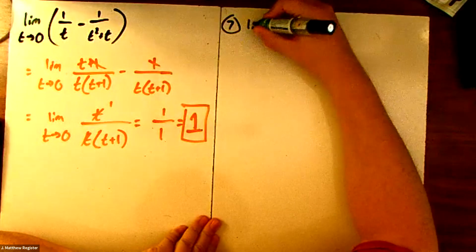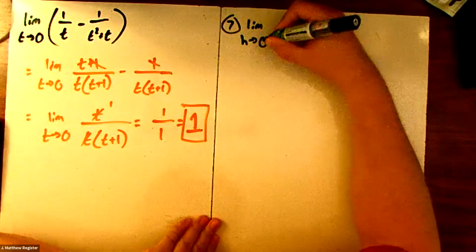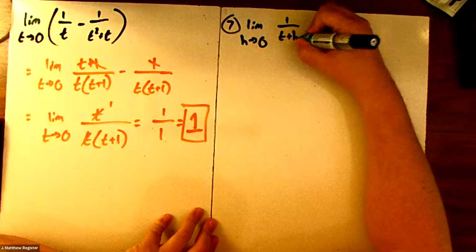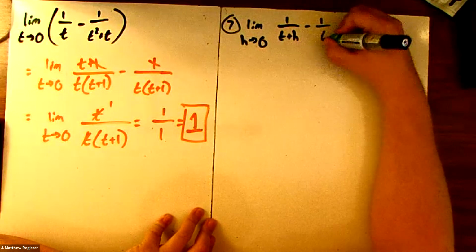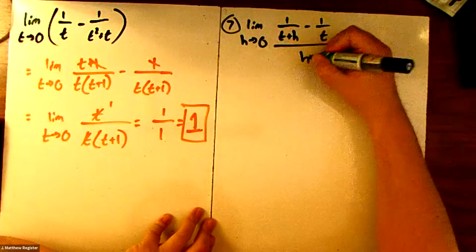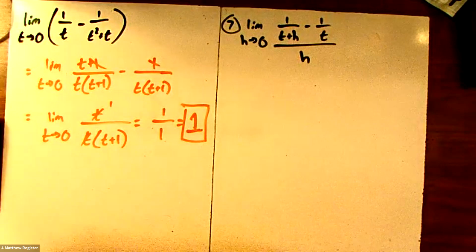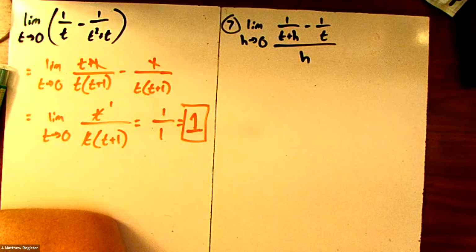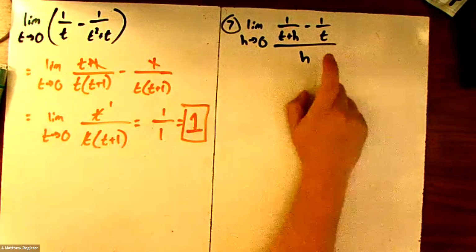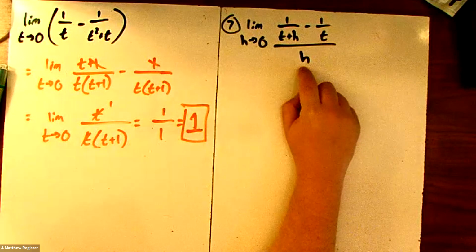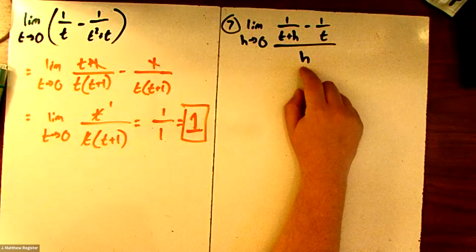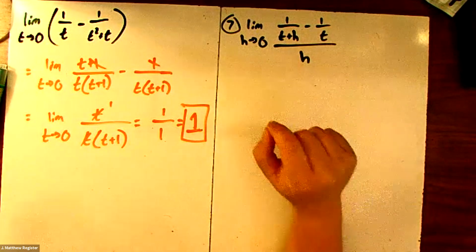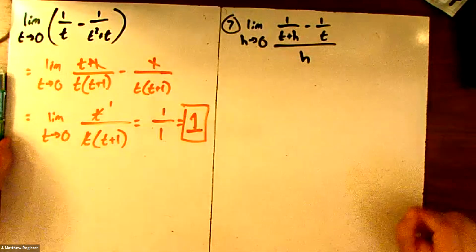This is the limit as h goes to 0 of 1 over t plus h minus 1 over t, over h. Again, this is going to be a difference quotient. And so somehow we have to get rid of this h, which is in our denominator. Looking at this one, we have a complex fraction. And if you remember how to simplify complex fractions, this one will go very quickly.